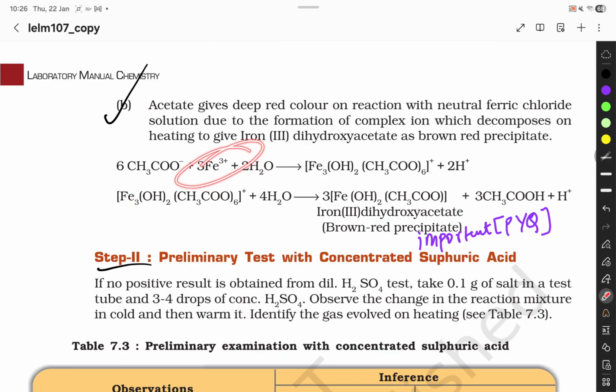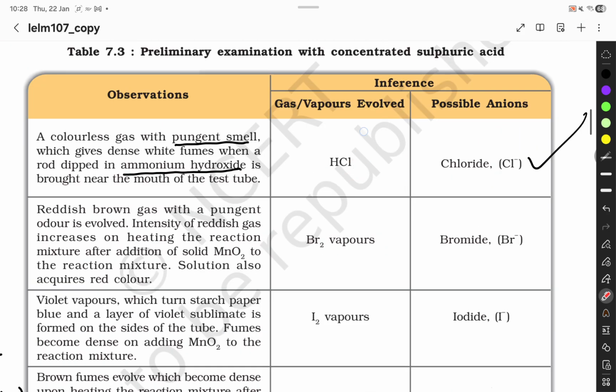Now, upon passing through neutral FeCl3, it forms this compound, and then it decomposes. In both cases, in this intermediate complex, Fe is in plus 3 state, and in this one as well, Fe is in plus 3 oxidation state. This complex decomposes on heating and addition of water to form iron(III) dihydroxy acetate. So you form acetate ion with Fe3+ and water, it forms this, then it decomposes.